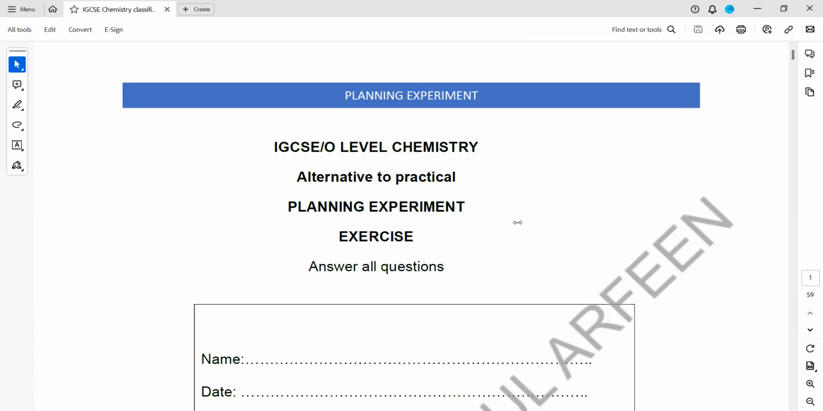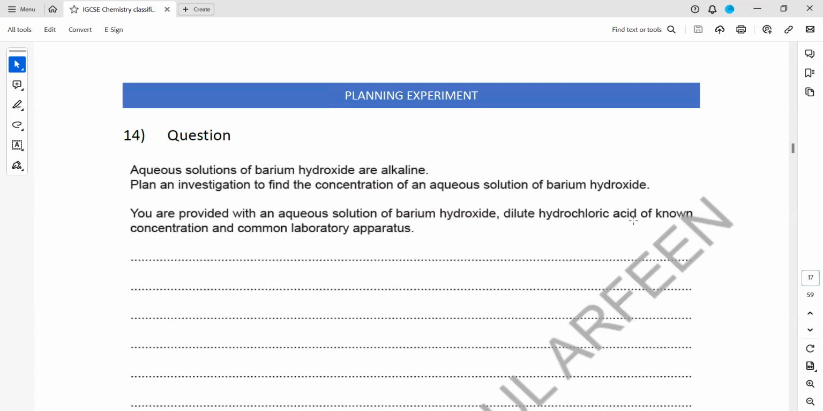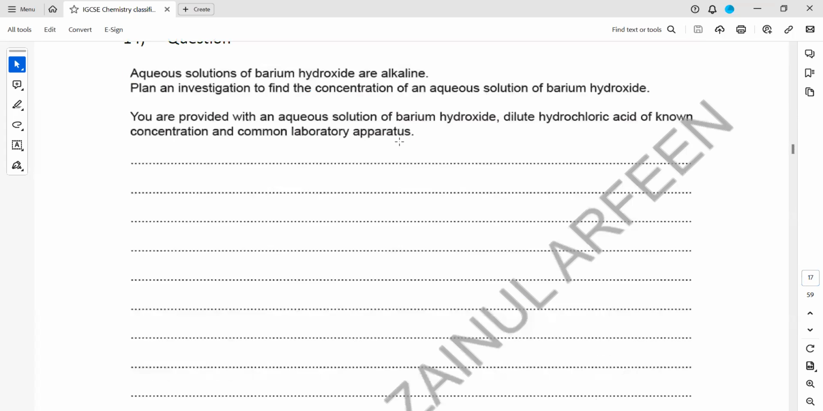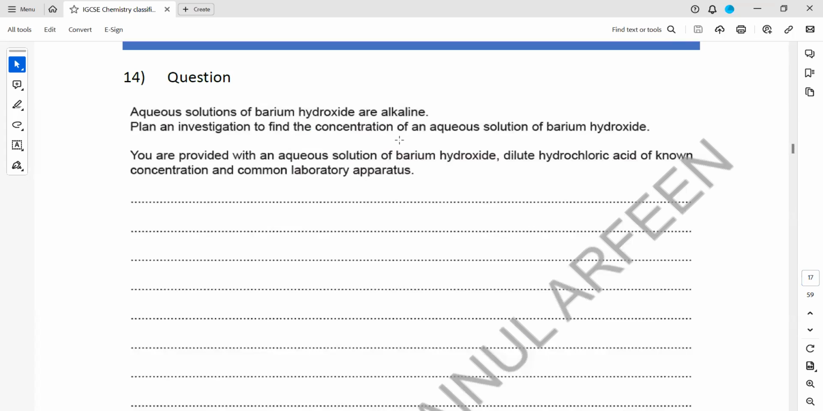So we'll start with an exercise related to planning experiment. When you're planning an experiment, especially for chemistry, you can write a paragraph or you can write bullet points as well.